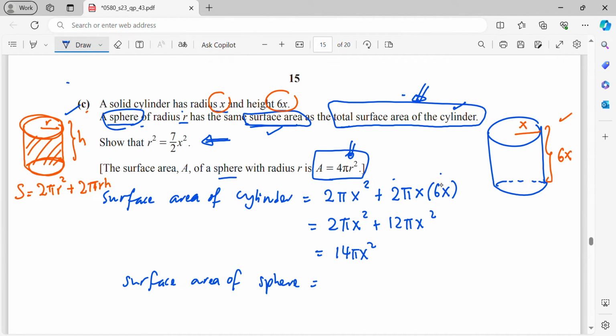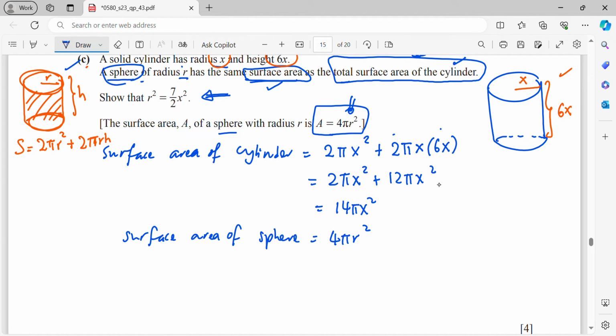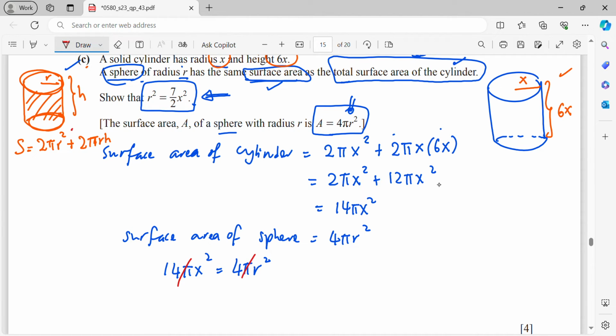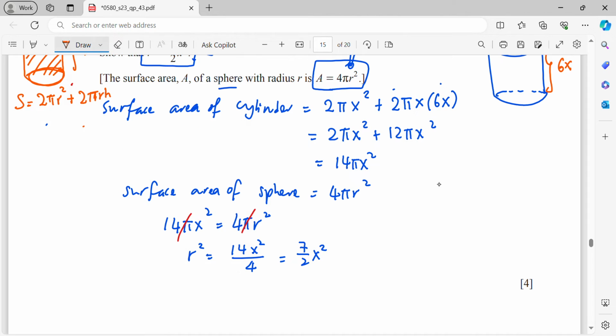But now your r remains the same. So 4 pi r squared. And now they are equal. So now I will write 14 pi x squared equals 4 pi r squared. And now you need to show r squared in terms of x squared. So first of all, the pi can be cancelled off. Then get r squared as the subject, which means r squared is 14x squared over 4, which is 7 over 2 x squared, because 14 and 4 can be divided by 2.